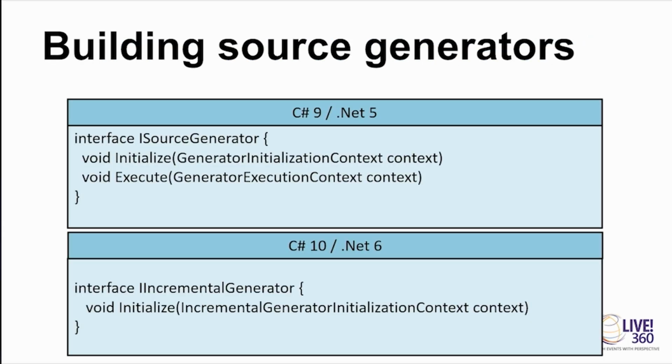So with those principles, then, well, how do we create one of these? Well, the first thing is we have to implement an interface. When it first came out with C# 9 and .NET 5, it was a really simple interface, which is an ISourceGenerator.